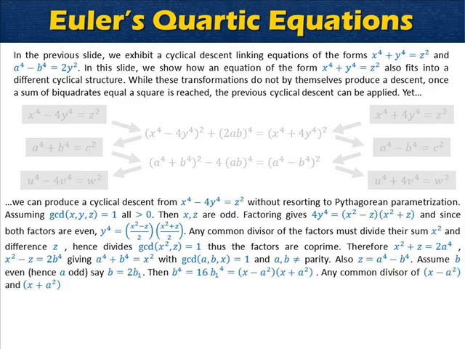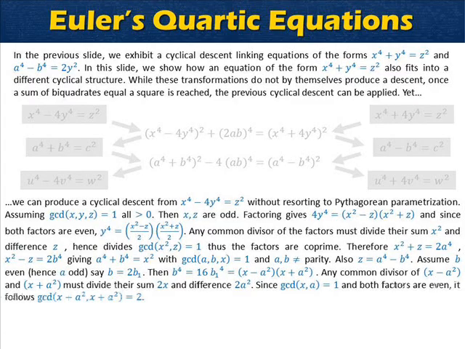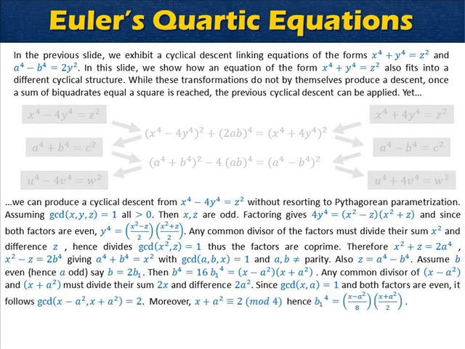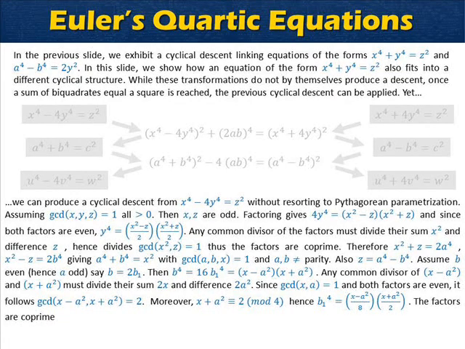Any common divisor of these two factors must divide the sum 2x and difference 2a squared. Since x and a are coprime and both factors are even, it follows that the greatest common divisor of the factors is 2. Moreover, x plus a squared is congruent to 2 modulo 4. Hence, 8 divides x minus a squared and 2 divides x plus a squared. The factors are coprime, so each is a 4th power.